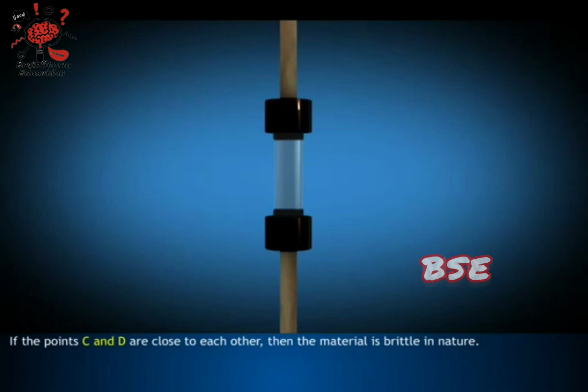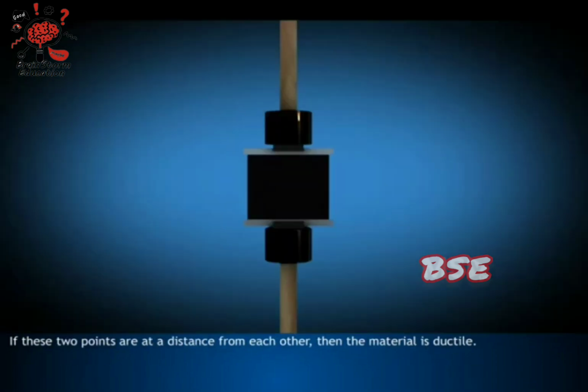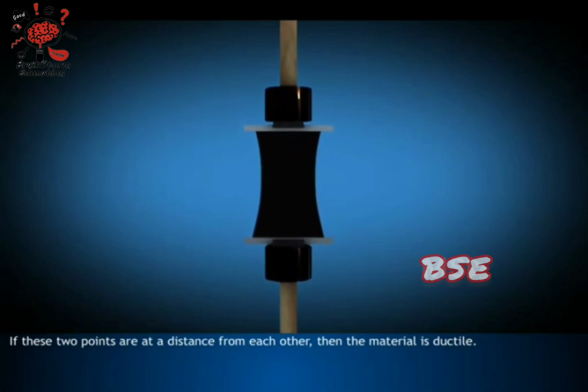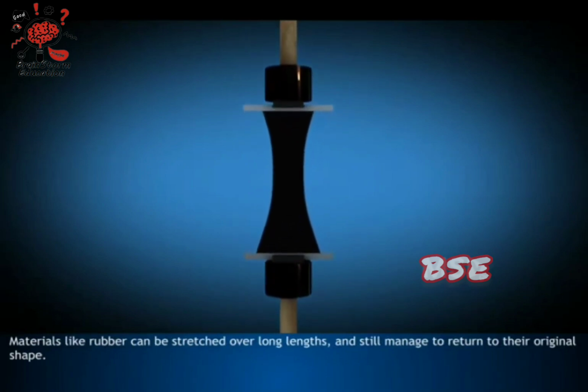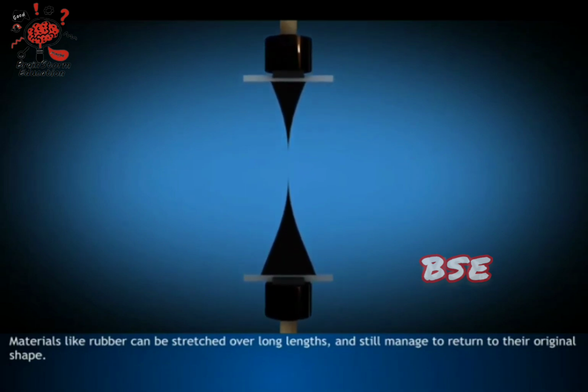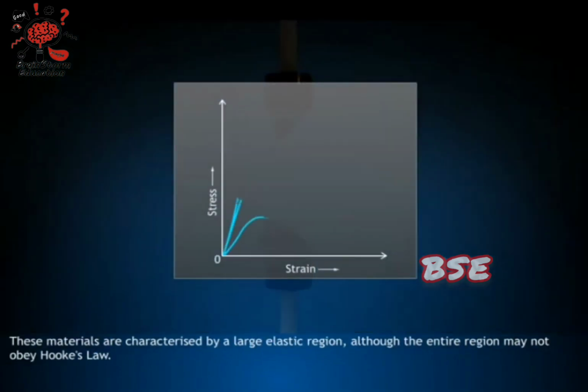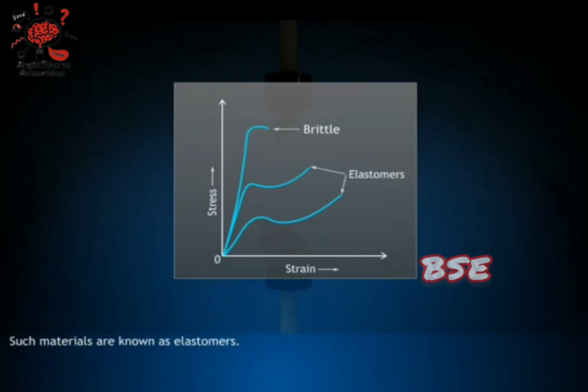If the points C and D are close to each other, then the material is brittle in nature. If these 2 points are at a distance from each other, then the material is ductile. Materials like rubber can be stretched over long lengths and still manage to return to their original shape. These materials are characterized by a large elastic region, although the entire region may not obey Hooke's law. Such materials are known as elastomers.